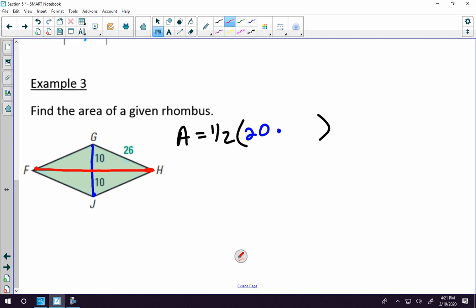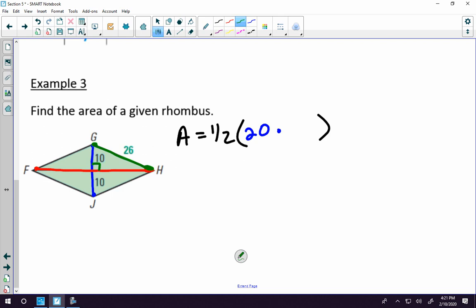And we need to multiply that by the length of this diagonal. Well, the problem with this is we don't know the length of that red segment, nor do we know the length of half of it where we could double it. So what we need to do is we're going to pull out this right triangle. How do I know that's a right triangle? Because in a rhombus, from chapter 6, we learned that the diagonals are perpendicular bisectors of each other.